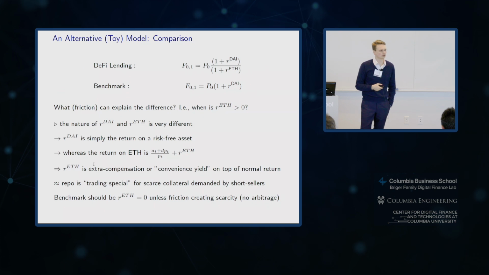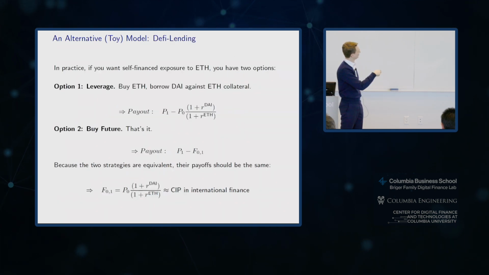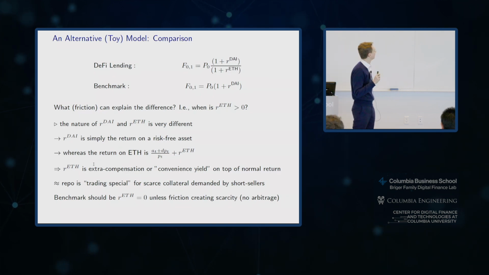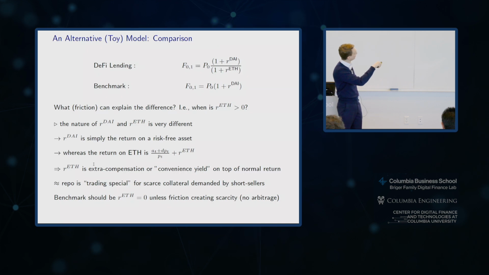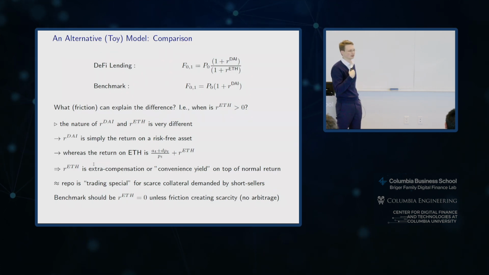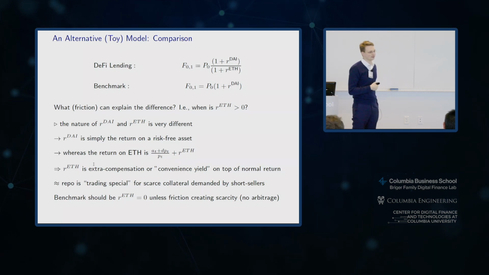Okay, but let's try to compare the two things, because at the end of the day here it's also one risky asset, one risk-free asset. So what's the difference between my benchmark model and what comes out of just doing this CIP type of analysis? In the DeFi lending platform, we are now dividing by 1 plus the interest rate on ETH, whereas in the benchmark you don't have that. Another way of saying that is that the benchmark is telling us that the interest rate on ETH should be 0. And here I'm wondering what the friction would be that makes the interest rate on ETH higher than 0? Well, I think it's because the nature of the two interest rates is actually very different.